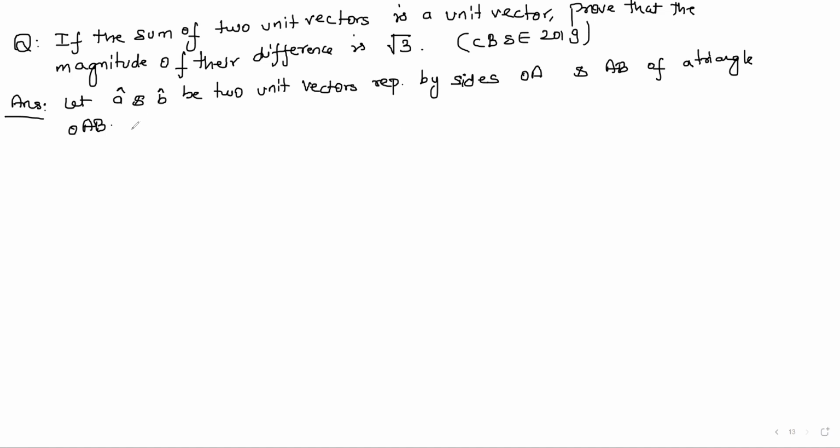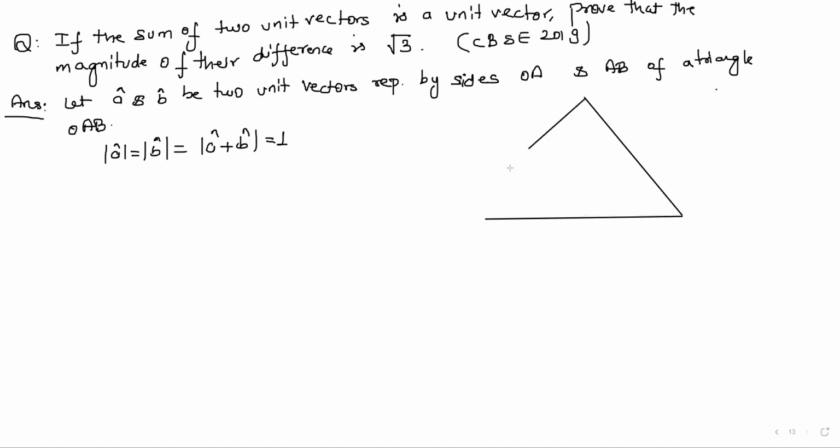Now, if these two are unit vectors, then we can say that the magnitude of A cap is equal to the magnitude of B cap. And it is given that the sum of two unit vectors is a unit vector. So the magnitude of the sum is also a unit vector, and this is equal to 1. Now we also draw the triangle. So triangle will be like this. This is one side, this is the next side, and this is the next side. Now this is O, this is A, and this is B. This is A cap, and this is B cap.